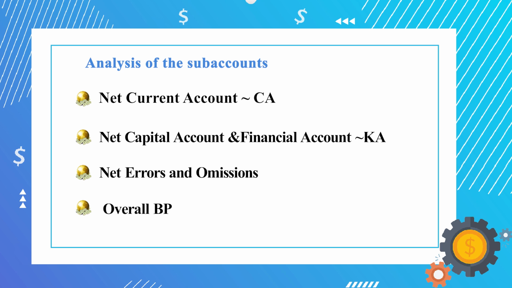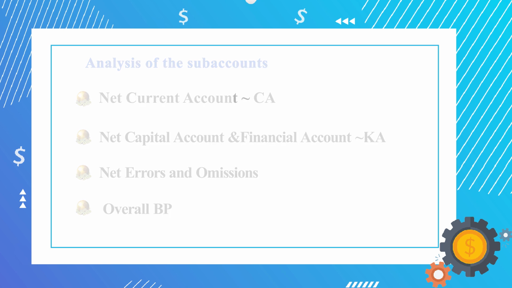In the course, we'll use shorthand notation. CA is for current account balance. KA is for capital and financial account balance. No shorthand notation for net error and omission and overall BP.